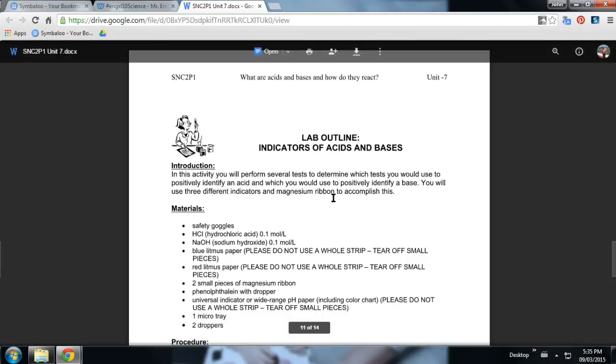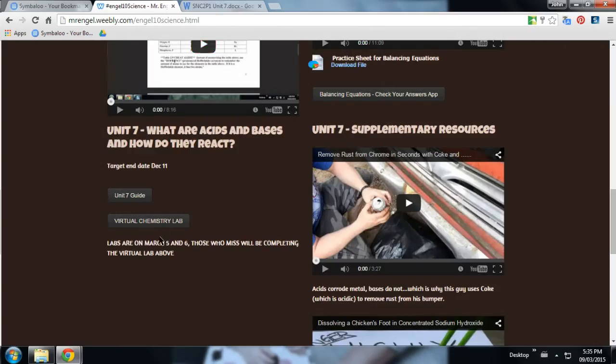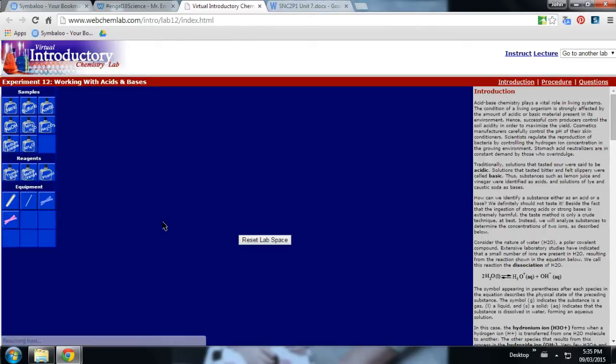When that's done, we will do the lab together. The labs are on the 5th and the 6th of March. If you miss those, you'll be completing this virtual chemistry lab above. The virtual chemistry lab is the same thing.